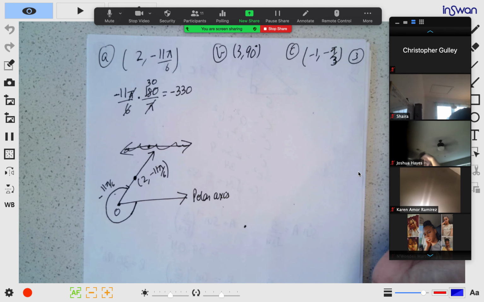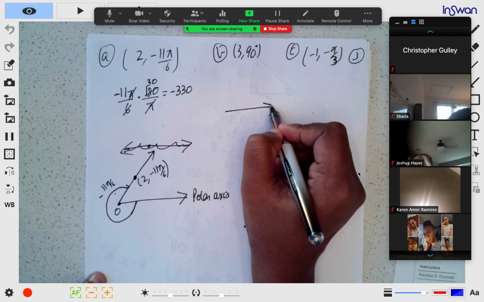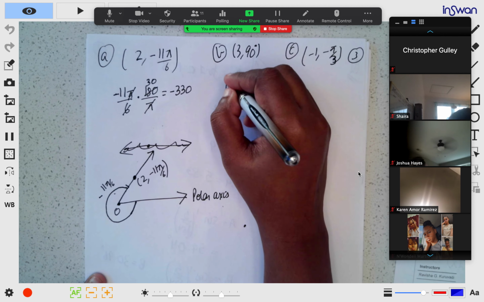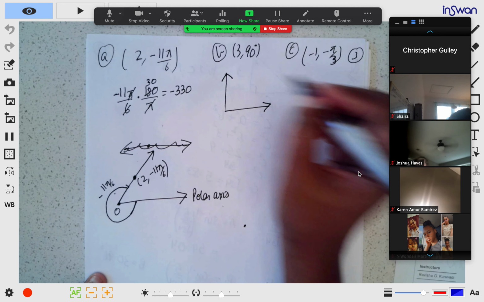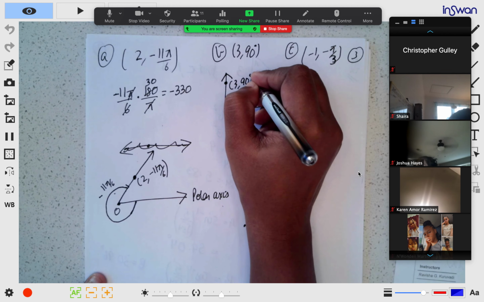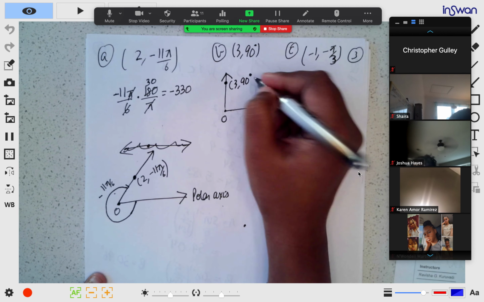What about this one, B part? So basically, since it's 90 degrees, it's going to be straight up, and you're going to go 3 centimeters up. So you'll get 3, pi over 2, basically. Yeah, really good.